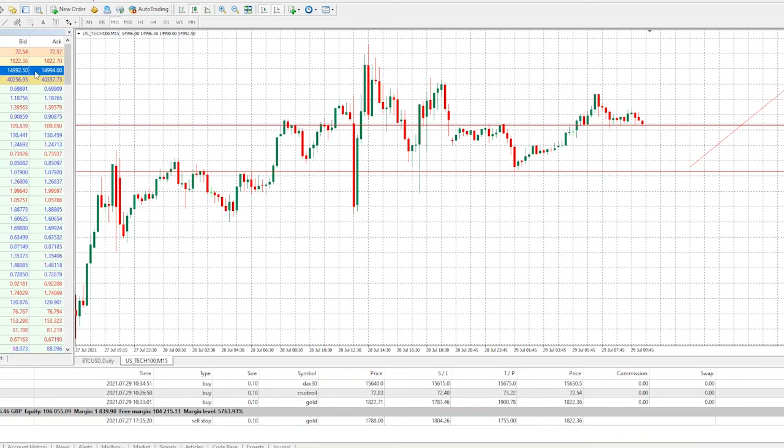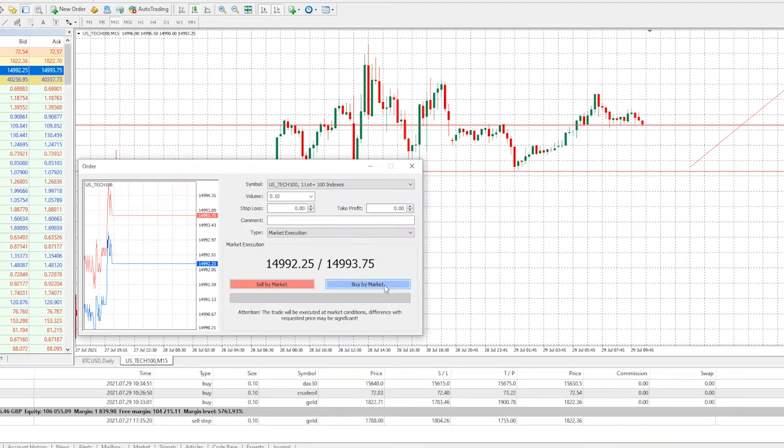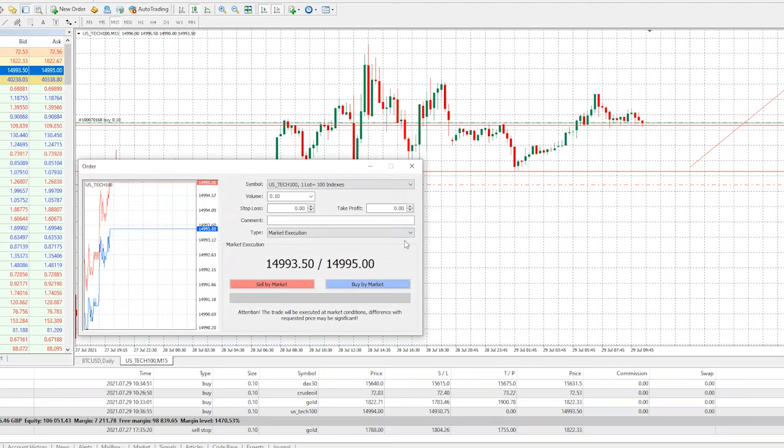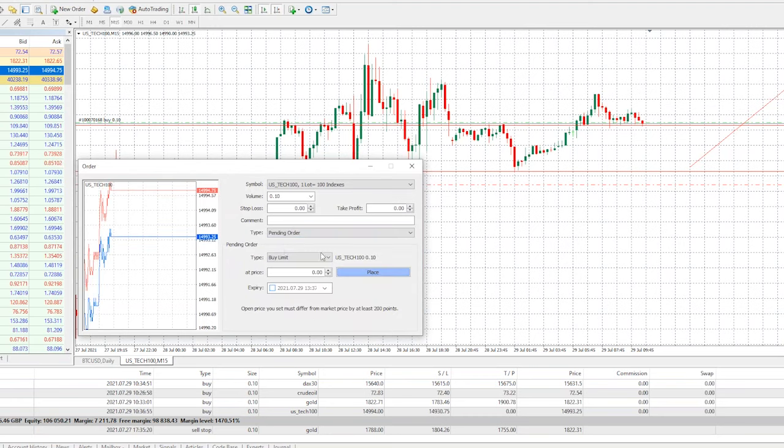Doesn't mean you can't go with both ideas. I could do a market buy so I don't miss trading with the sentiment, right? The sentiment's positive right now. Do a market buy, put my stop loss below the next support level. And then I also could say, if it does break the support, I'll buy from the lower point. In this case, then it's a buy limit.